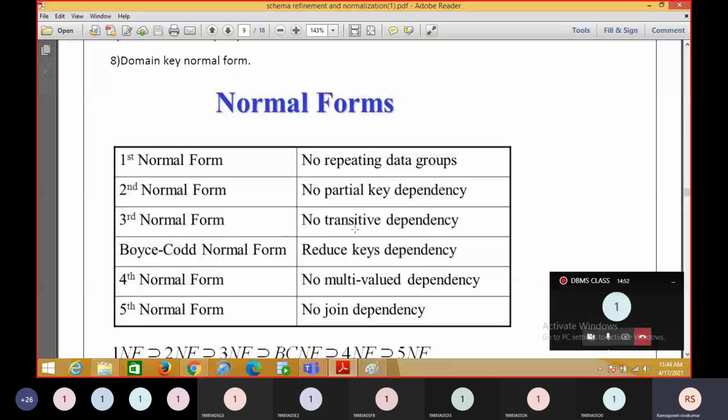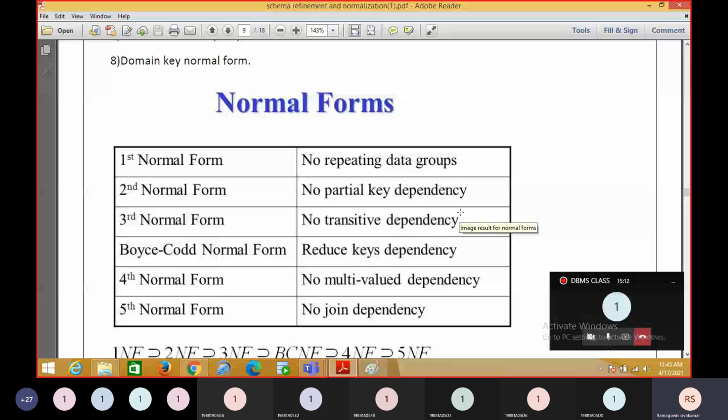Second normal form means there is no partial key dependency. We should not allow partial key dependency. The non-primary attributes must be fully dependent on the candidate key. If they are fully dependent on the candidate key, that means it is following the second normal form rule.